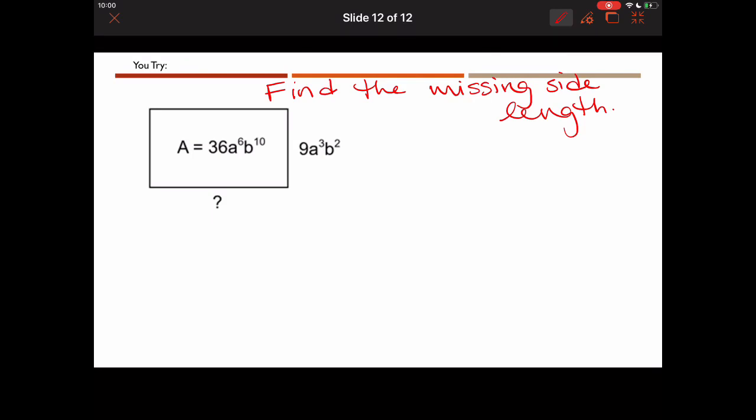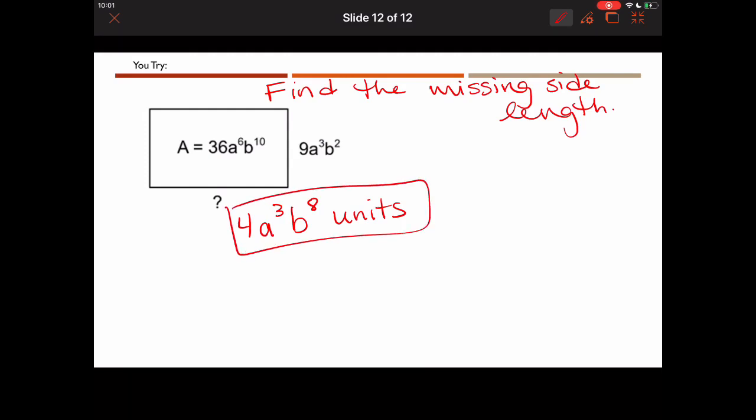All right, welcome back. Hopefully you were able to go through this, setting up your little equation and dividing, and your answer here, this base should have been 4a cubed b to the 8th units. And remember, you can always check your answer by multiplying this side that we found with this one, and you should get back to that area.